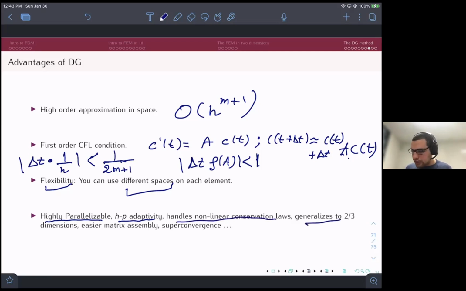You can generalize it to 2 and 3 dimensions. The matrix assembly is very simple. You can use a basis that makes the mass matrix, the M matrix that we talked about, the identity. And there are superconvergence properties: the DG solution approximates the solution better at certain points.